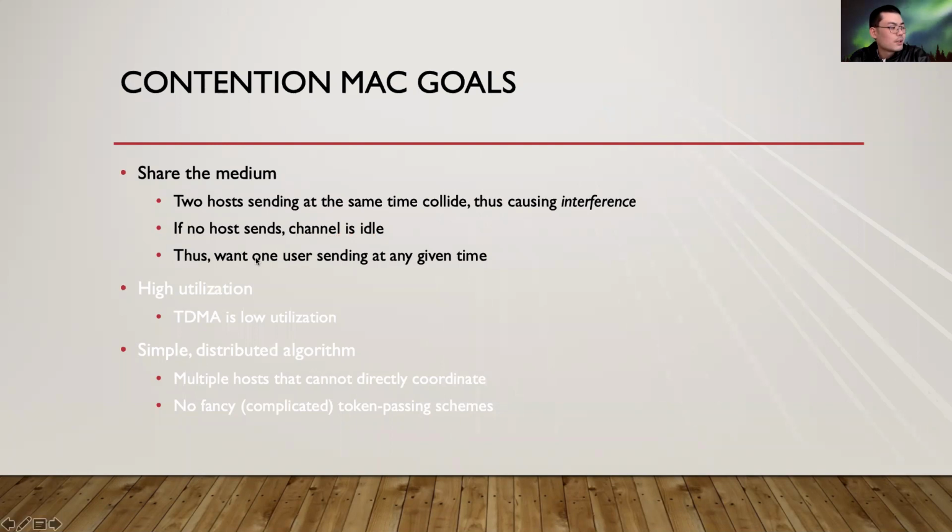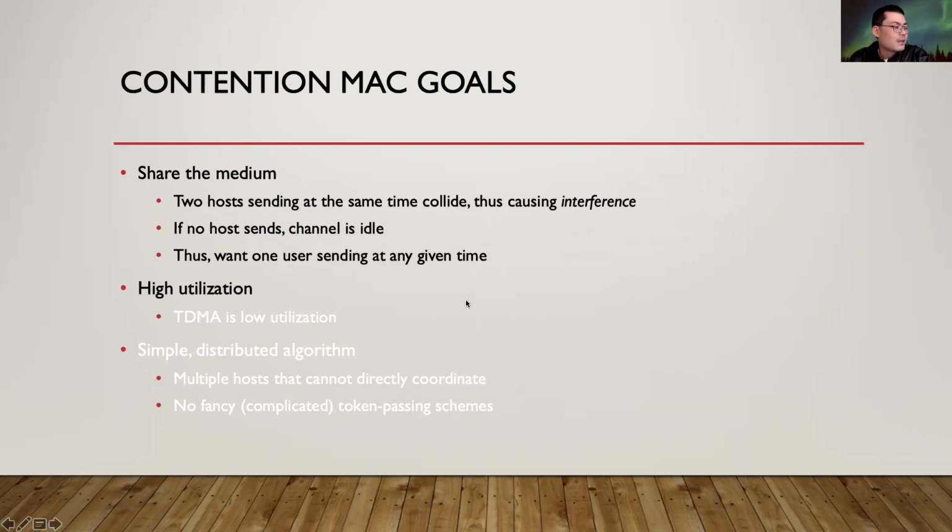So our goal is we want one user to be sending at any given time. And if there's anyone who wants to send, they should be able to send without having to wait, because that will cause latency. But in the meanwhile, you don't want two people sending at the same time. Only one user is sending, and when it's allowed, let that user send.